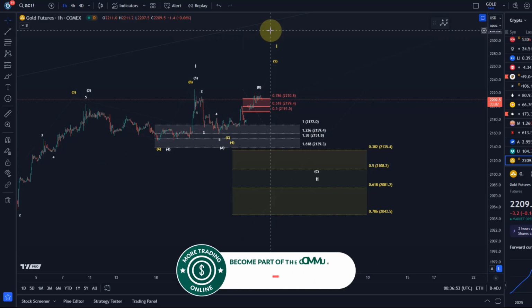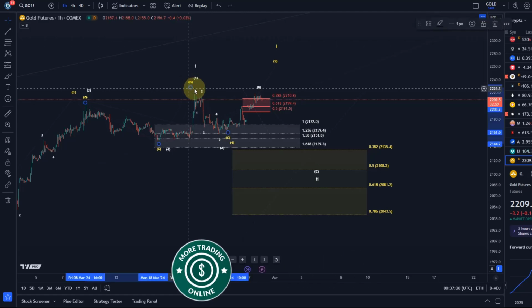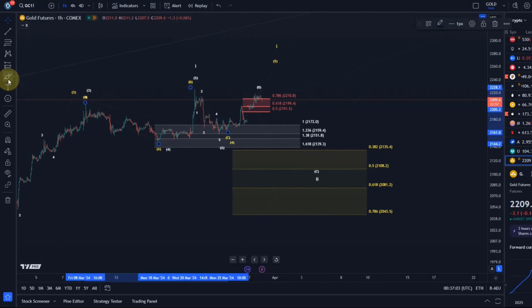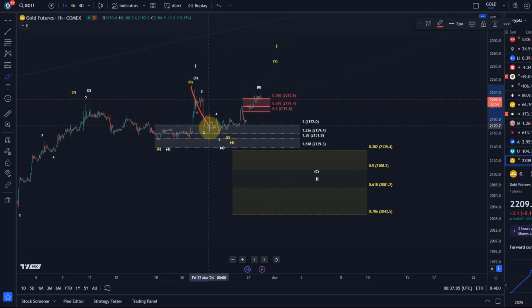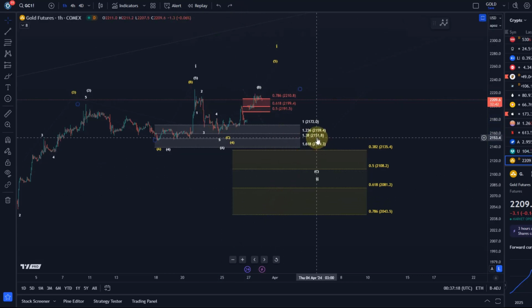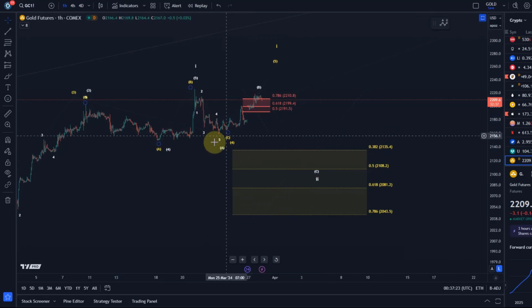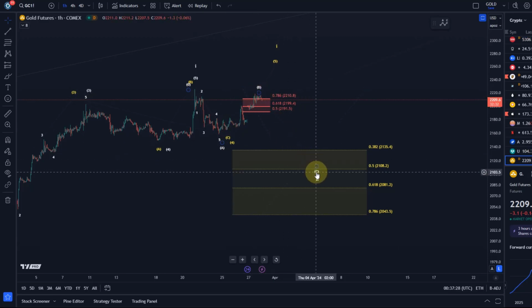Now in the white scenario, you see that we topped obviously in wave 1 most recently, and that was here at around 2,226. And then we had a 5-wave move down. This here would be a 3-wave rally. And then the expectation would be for another 5-wave move down, possibly into the yellow support region. The idea is now in this white scenario that the B wave could be nearly complete, and then obviously a C wave down would follow.